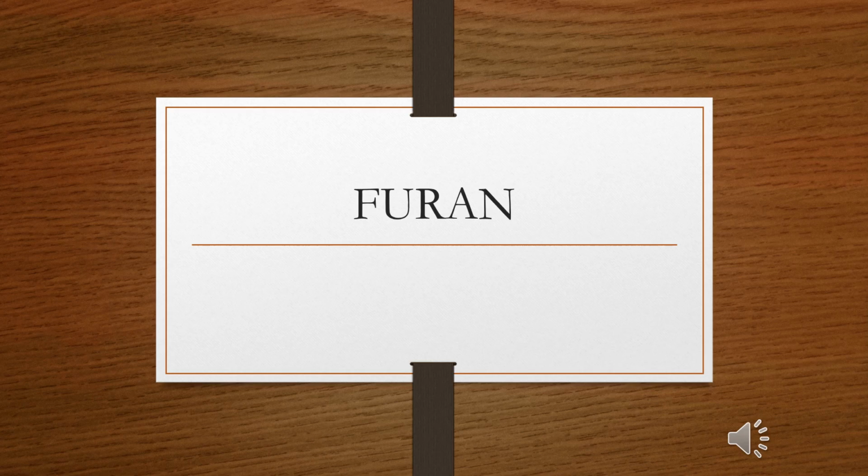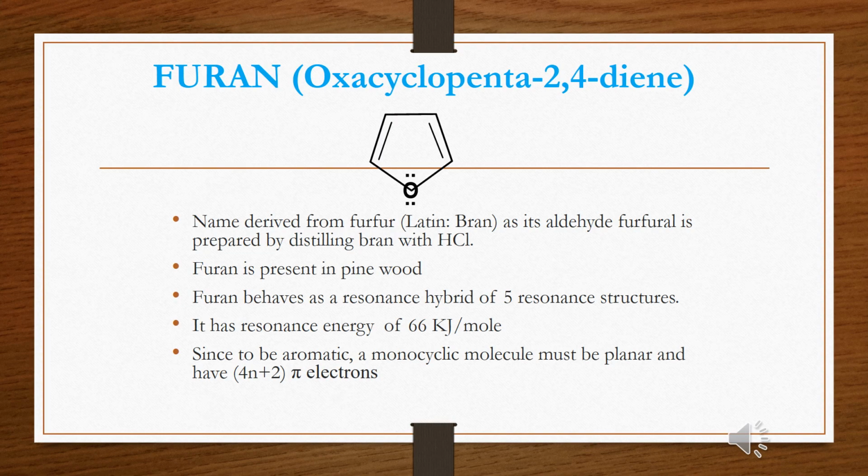Hello, today we are starting with Furan. Furan is oxacyclopenta-2,4-diene, that is a 5-membered oxygen-containing ring, having a lone pair of electrons on oxygen. This name is derived from furfur, which in Latin means bran, as the aldehyde furfural is prepared by distilling bran with HCl, that is where the name comes from.